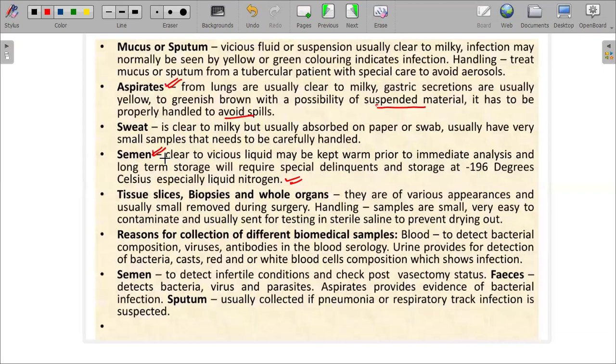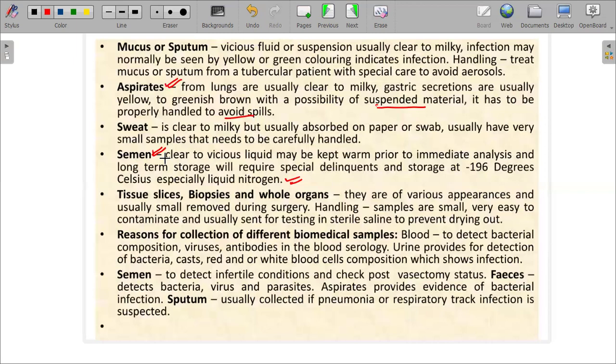I once mentioned in the previous lesson that there is what is called biopsy and also other organs that might be taken for chemical pathology. They are of various appearances and usually small, removed during surgery. They must be removed very small, because these are tissue slices and these are samples, which are a representation of the whole organ from which they are taken.